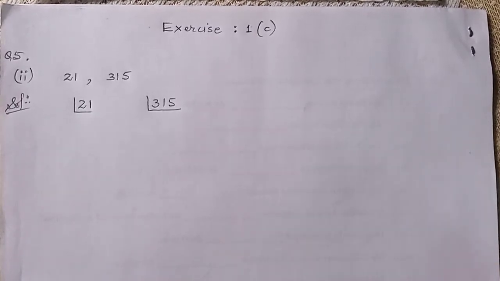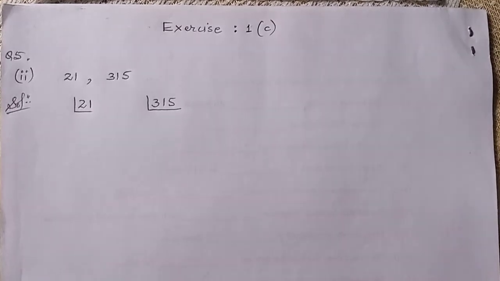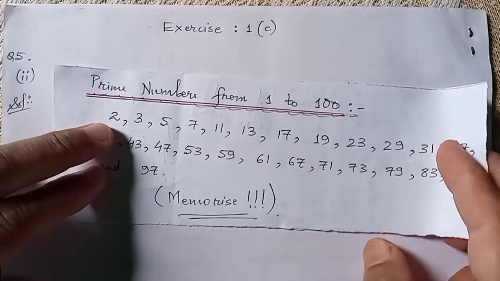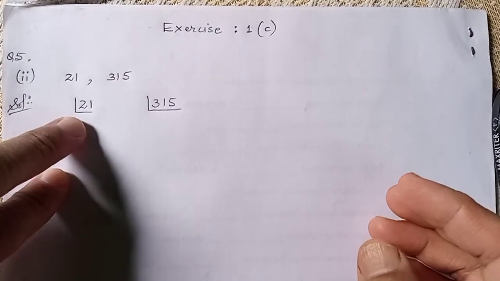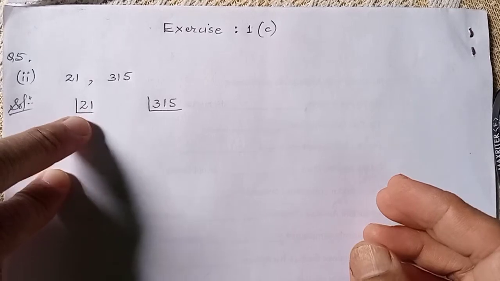So let's begin. First I begin with 21. We have to find the prime factorization of 21. As you know, when you start doing prime factorization of any given number, you should start with the first prime number, 2. Now tell me, can you divide this given number 21 by 2?